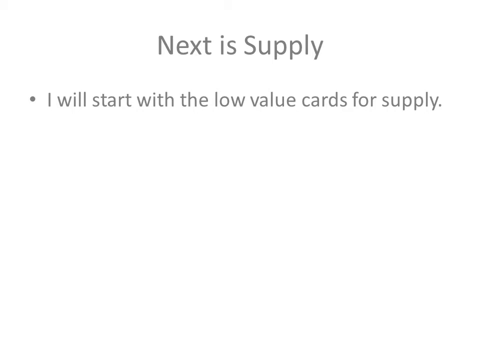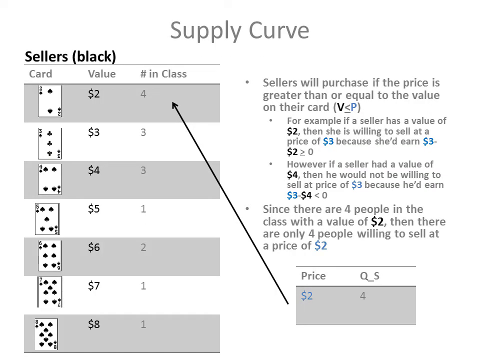Next, we'll look at the supply side. Notice that I'm going to start with the lower values of the cards for supply. By that I mean that these are ordered from 2 to 8, and before, in the red cards, I had them ordered from 10 down to 4.